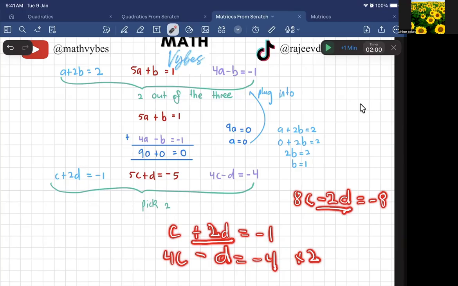Plus 2D minus 2D. So yeah, add it. What is 2D minus 2D?